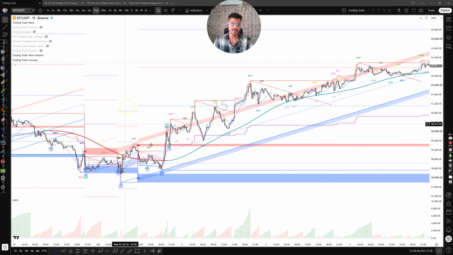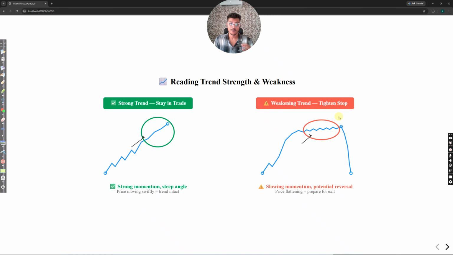If it's in a weakening trend, we will tighten our stop loss. We won't be risking that much, because it shows slowing momentum, and a potential reversal might happen, and you can see after this the market just snapped back there. So if you see price flattening, just prepare for exit.